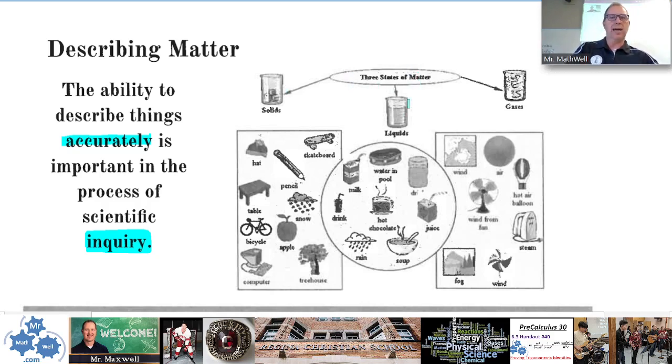One of the ways we can describe things would be, is it a solid or a liquid or a gas? Well, solids would be things like a skateboard or a pencil, an apple, or a computer. Liquids, water in the pool, juice, soup, rain that falls, and gases, obviously, air that you breathe, the gas in a balloon, the steam coming out of an iron, the fog in the morning on a cool fall morning, let's say. And so these are different ways that you could describe matter. This is not the only way you could describe matter, but these are some of the maybe more obvious ways that we could describe matter.